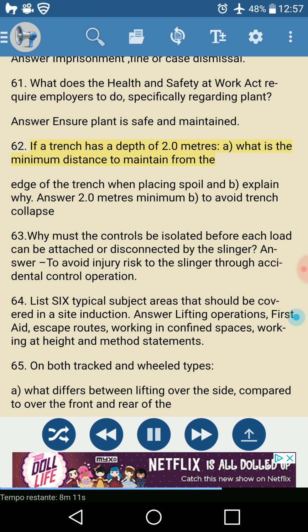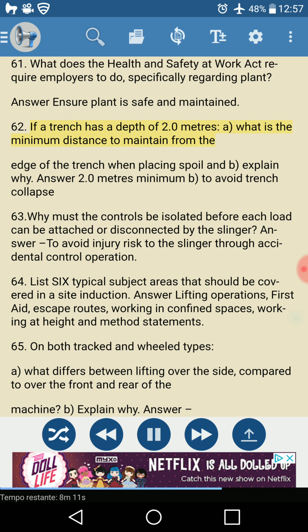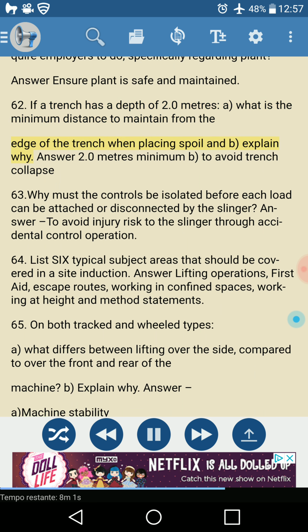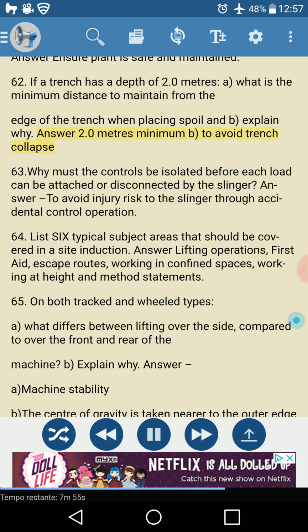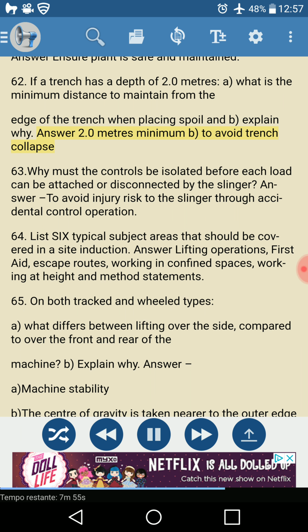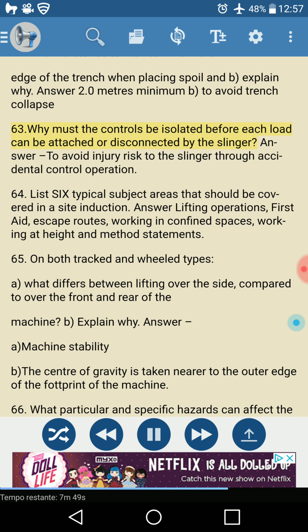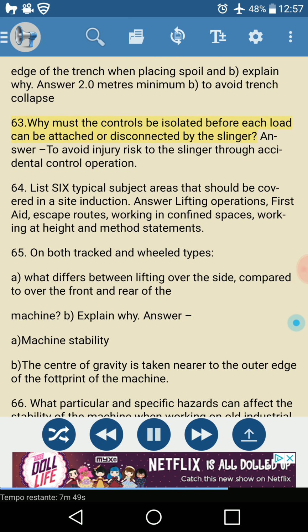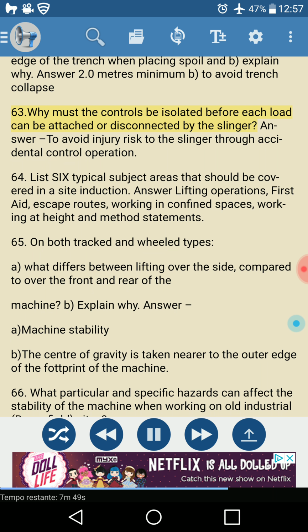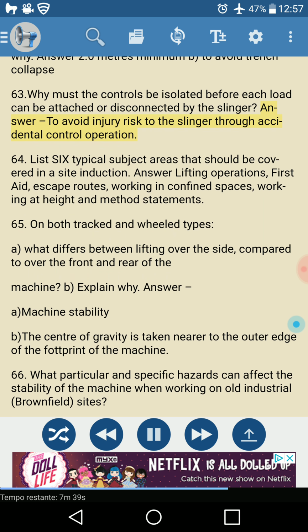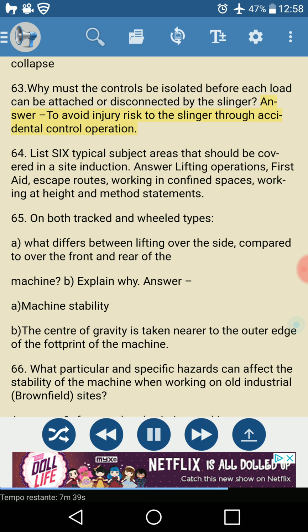62. If a trench has a depth of 2.0 meters, A. What is the minimum distance to maintain from the edge of the trench when placing spoil, and B. Explain why. Answer: 2.0 meters minimum. B. To avoid trench collapse. 63. Why must the controls be isolated before each load can be attached or disconnected by the slinger? Answer: to avoid injury risk to the slinger through accidental control operation.